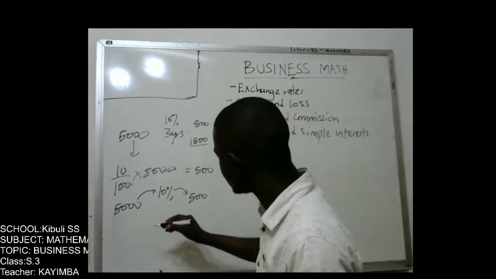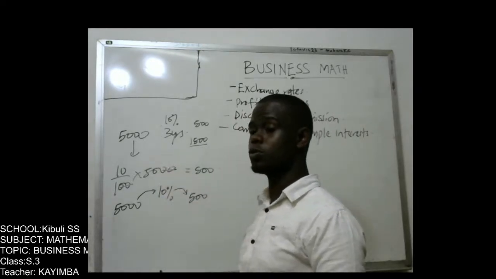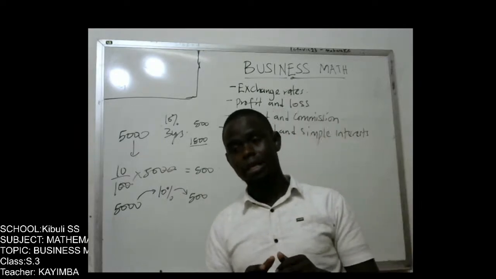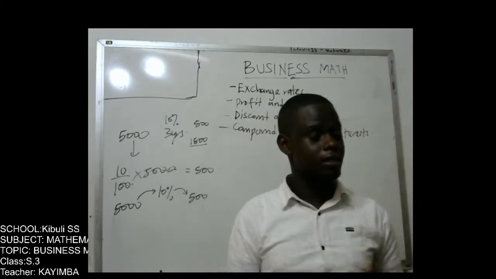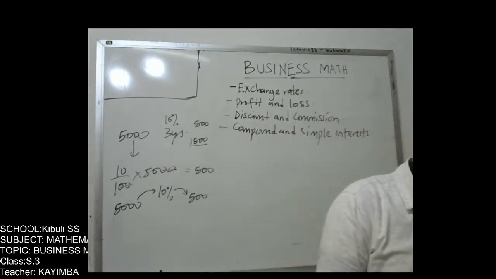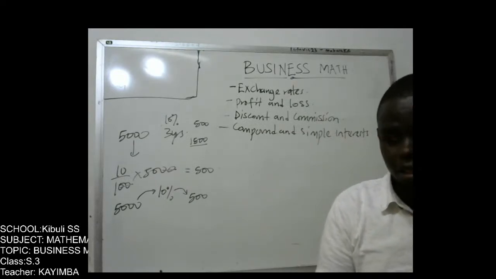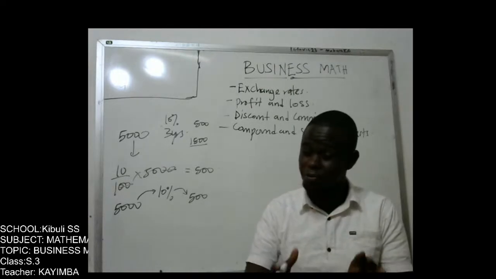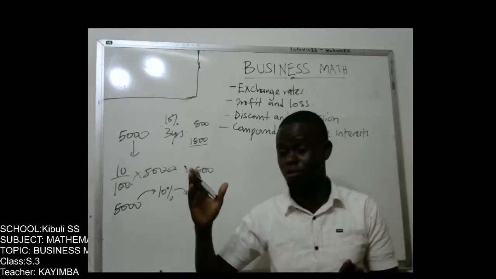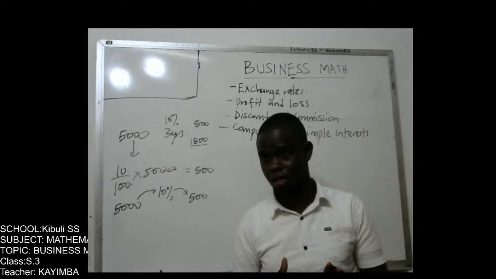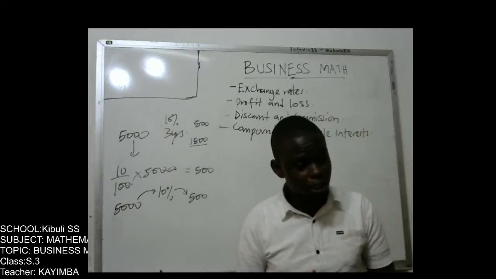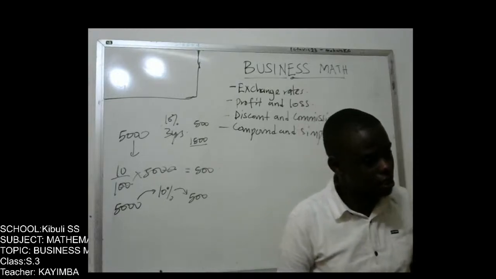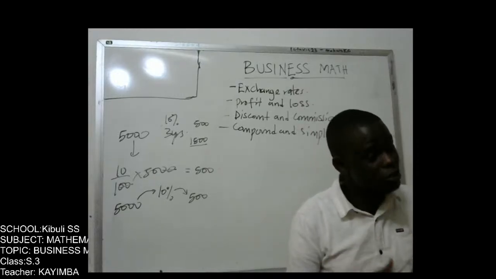This is the difference between simple and compound interest. For simple interest, the interest does not add on the principal. In other words, if you have a principal of 5,000, it will still be 5,000 for all the years that you spend while paying back. But for compound interest, the principal is going to keep on changing. What do I mean by the principal? The money that you borrowed.